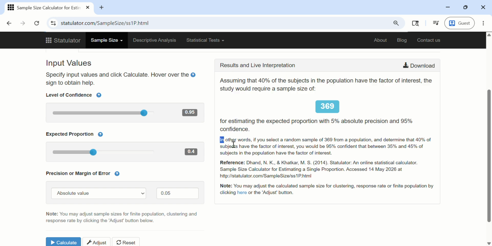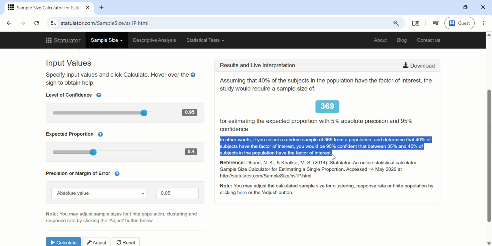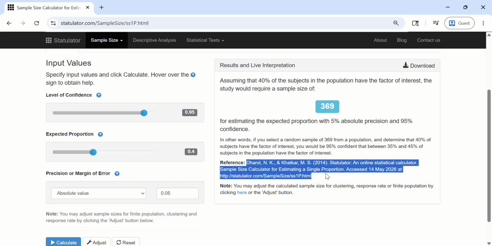In the next paragraph, they are explaining. Now you might not insert this in your methodology. This is for your own understanding. In other words, if you select a random sample of 369 from a population and determine that 40% of the subjects, which means the girls, have the factor of interest, which means anemia, you would be 95% confident that between 35% to 45% of the girls in the actual population would have anemia, right? So that's how it is interpreted. This is the reference that you can cite, and it would go into the reference list. So this was the first example.